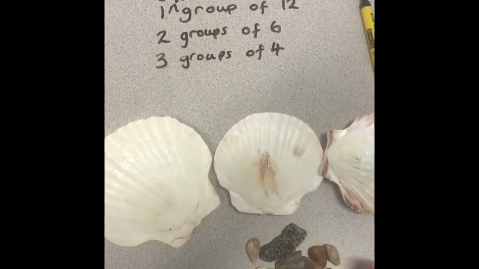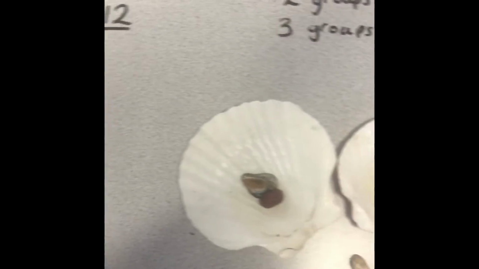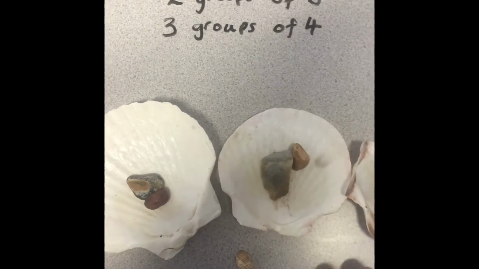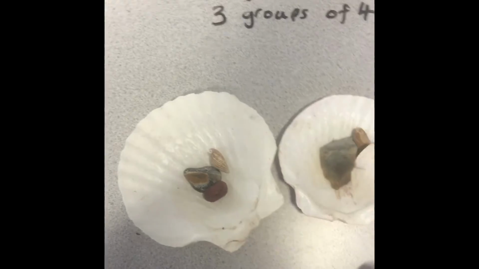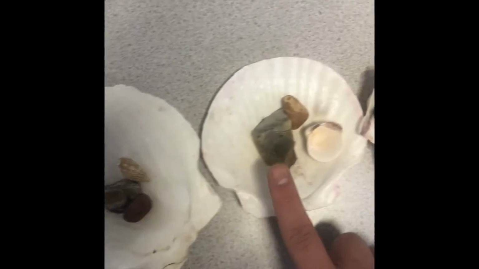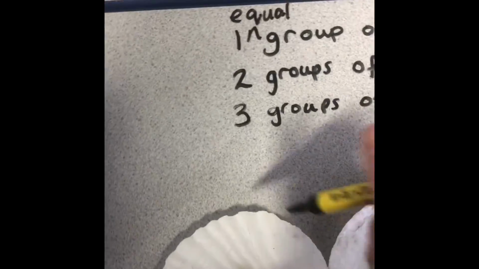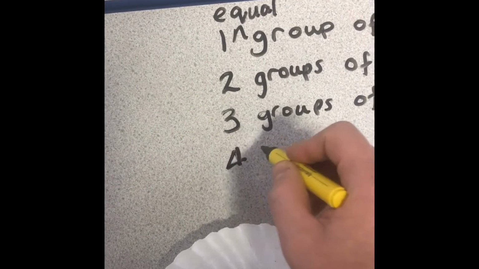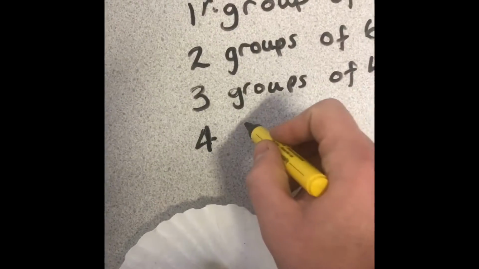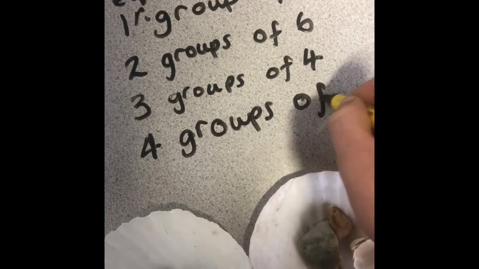Let's see if I can split it into 4 groups. 1, 2, 3, 4. 1, 2, 3, 4. 1, 2, 3, 4. Okay, so I split them between my 4 groups, and I can see this has 3, this has 3, this has 3, and this has 3. So I know I can go into 4 equal groups of 3.